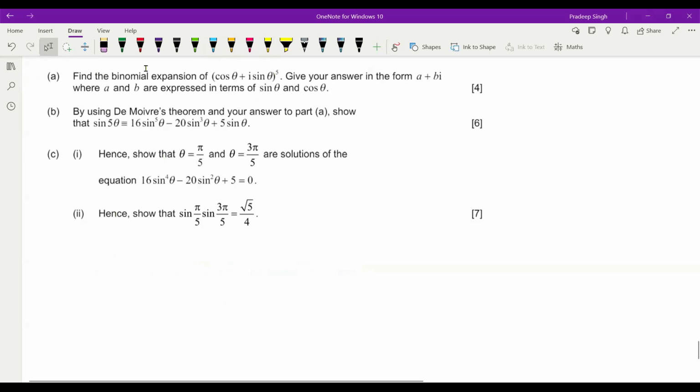In part A of the question, we are supposed to find the binomial expansion of (cos theta + i sin theta) to the power of 5. Before we do that, let's write down the basic binomial expression.